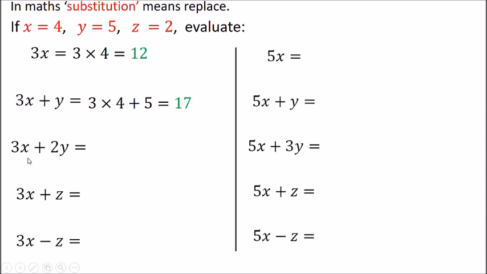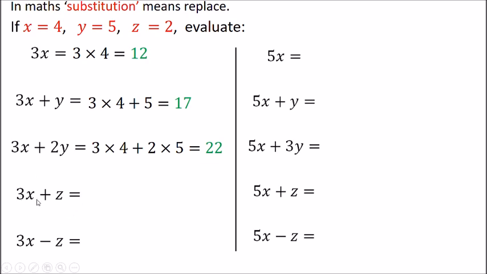Let's evaluate the next expression. I'm doing 3 lots of x, so 3 lots of 4, and then I'm adding on 2 lots of y. Remember, if y is 5, I'm adding on 2 lots of 5. So 3 lots of 4 is 12, and I add on 2 lots of 5, which is 10. I'm doing my multiplications first before I add them together. That gives me 22, because 12 add 10 makes 22.